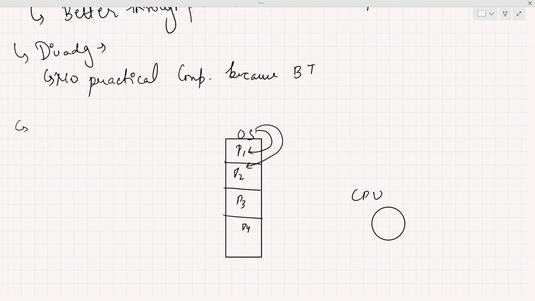So if the operating system does not know about the process burst time, then how can we implement this algorithm in any system if we don't know for what amount of time this process will run? Let's take an example to understand this more clearly.